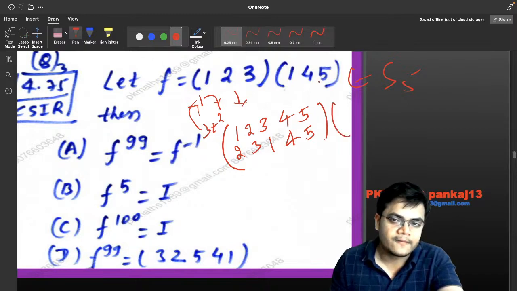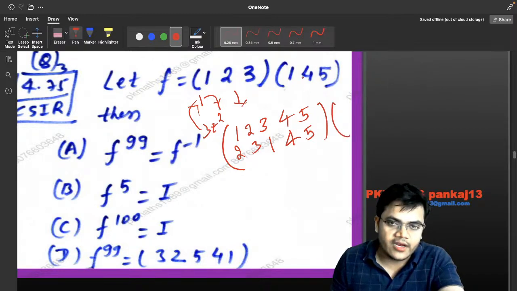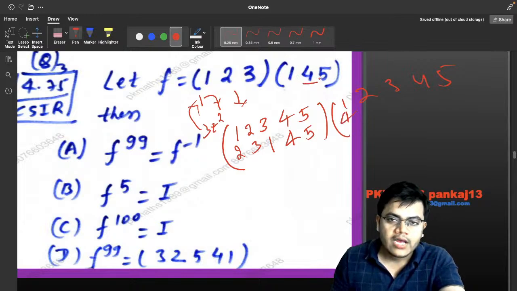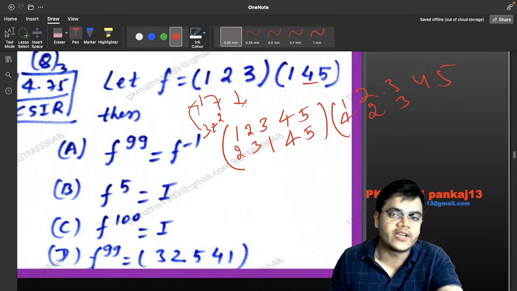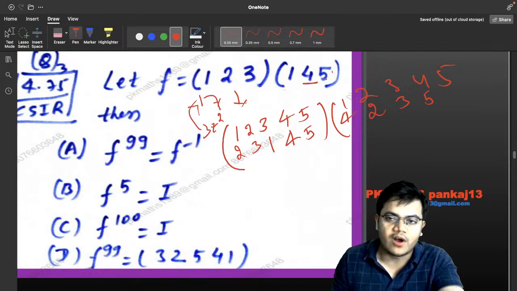What about the other one? Here you can see 1 2 3 4 5. According to this cycle, 1 goes to 4. And 2 is not going anywhere, so we write 2 as constant, 2 will remain constant. 3 is not there in this cycle, so certainly 3 will remain constant. This 4 is going to 5, and this 5 is coming to 1. So this is how you can write this cycle into two-row representation.